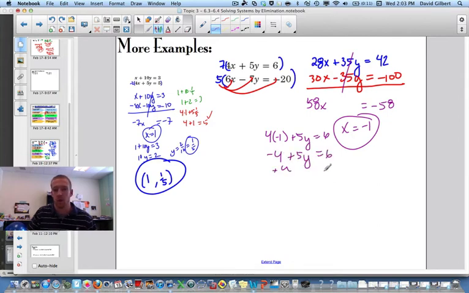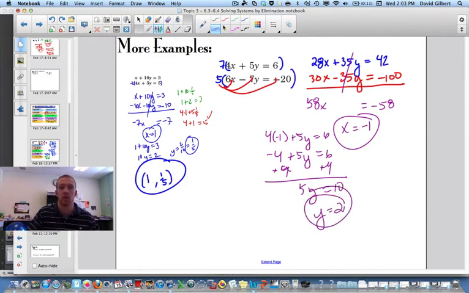Add the 4 to both sides, and I get 5y equals 10, so y equals 2. Plug those in just to make sure. 4 times negative 1 plus 5 times 2. That's negative 4 plus 10. That equals 6. Sweet. And then check the second equation.